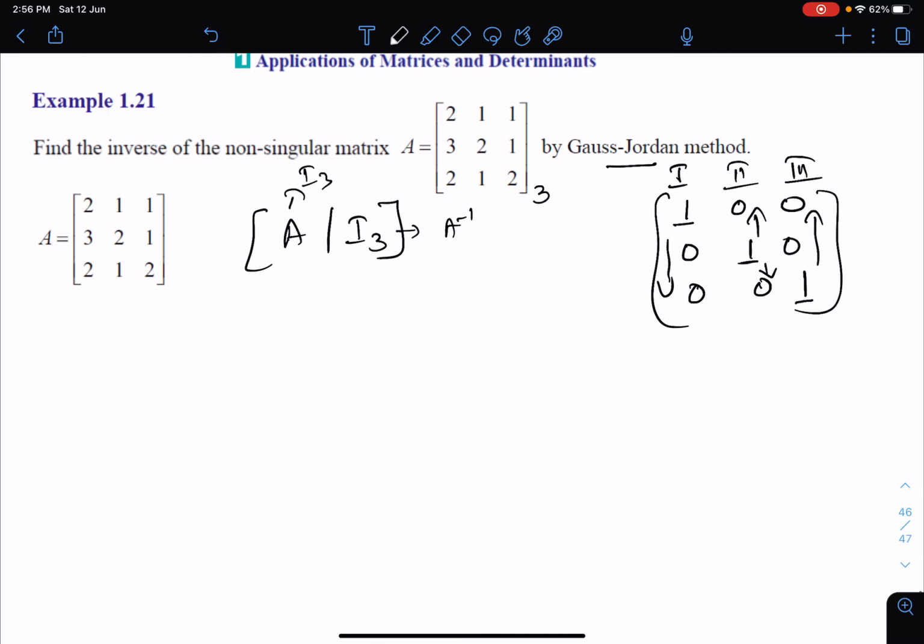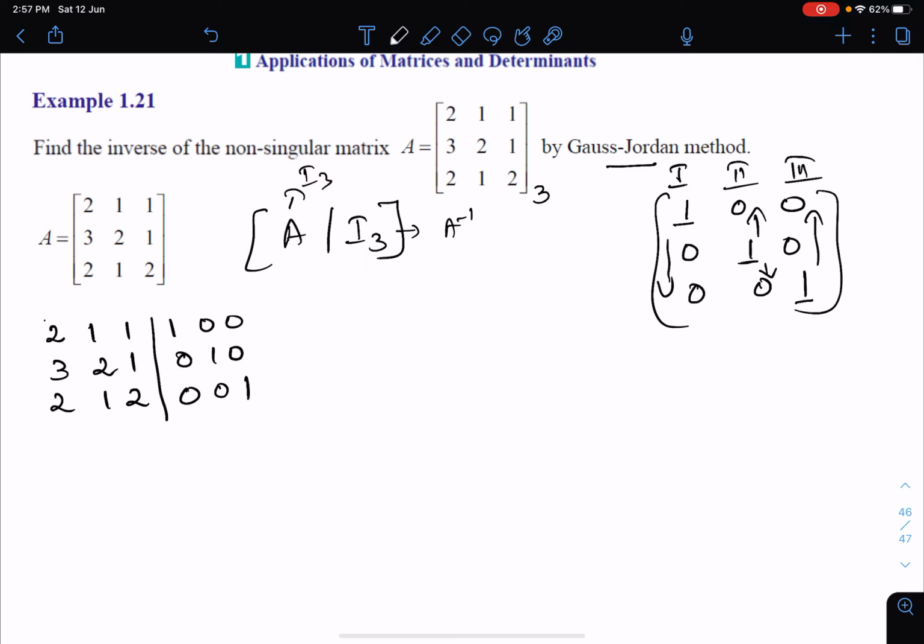Now we will write the augmented matrix here. 2 1 1, 3 2 1, 2 1 2, and here 1 0 0, 0 1 0 and 0 0 1 is our identity matrix. Drop the line in between to show it is an augmented matrix. Now our first step is to bring this 2 into 1, so you are going to change this R1, so R2 minus R1 is our first step.